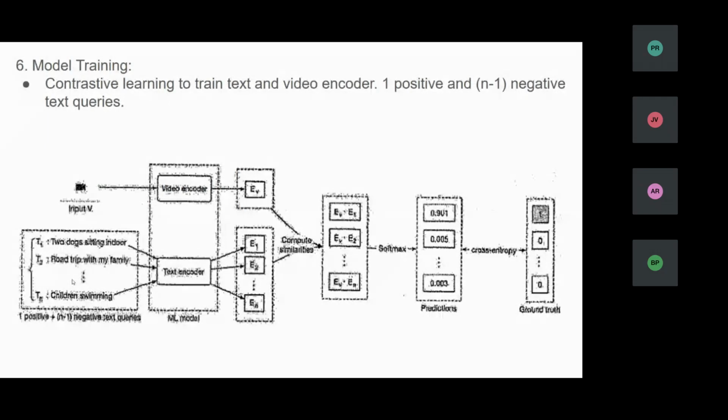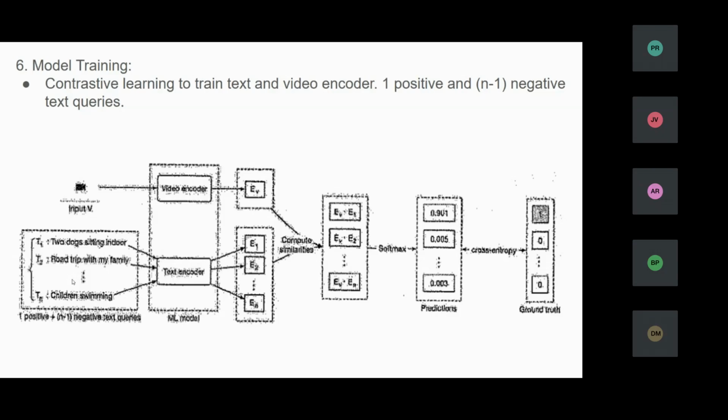After developing the model, we have to train the model. For training the model, we'll be using the contrastive training method, where there is one positive from a total of n inputs. There is one positive that the input has to match, and all the other n minus one are negatives.